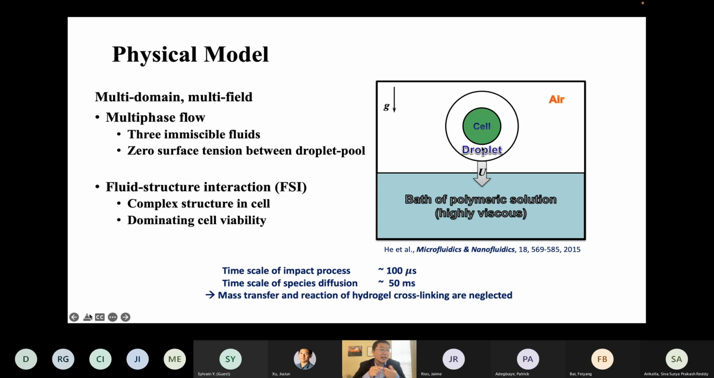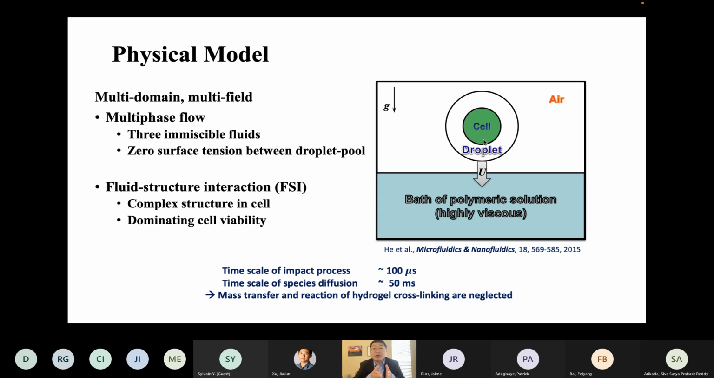In reality, we have multiple cells occupying one droplet. But in order to reduce the complexity, in my former study, I only started with one cell. How about we put the cell in the center? The reason we put the cell in the center is because we want to reduce the modeling from three-dimensional modeling to a two-dimensional axisymmetric condition.